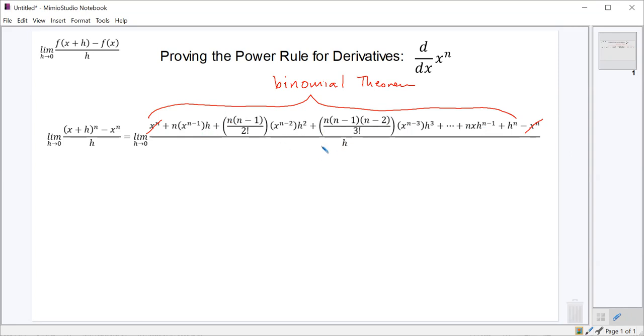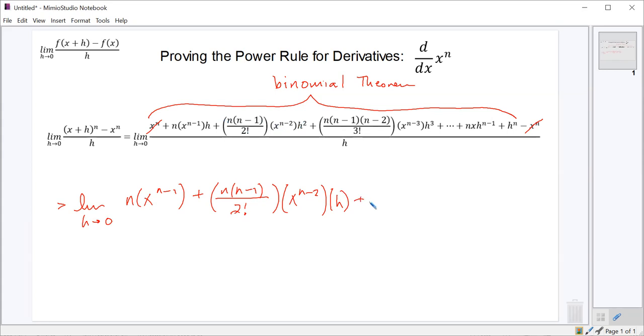So term by term, we'll just take n times x to the n minus 1 times h and divide it by h, giving us a limit as h approaches 0 of n times x to the n minus 1. And then we'll look at the second term, n times n minus 1 over 2 factorial times x to the n minus 2 times h squared. Well, that's just going to become an h. So we'll have n times n minus 1 over 2 factorial, or just 2, times x to the n minus 2 times h.